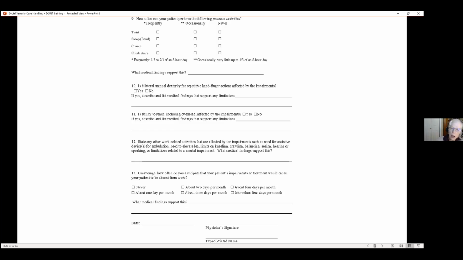If the doctor says they're going to miss that much because they have migraine headaches that require them to lie in bed for hours a day, they can't come to work because their pain from their impairments prevents them from doing anything, or missing work because of the pain or whatever it is, that's going to help you.